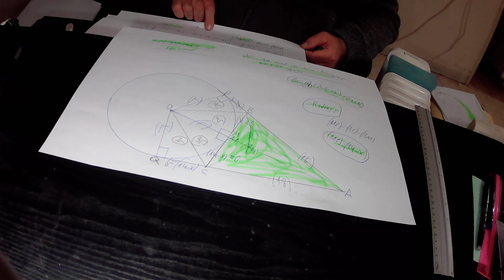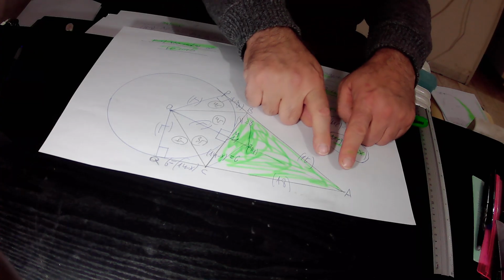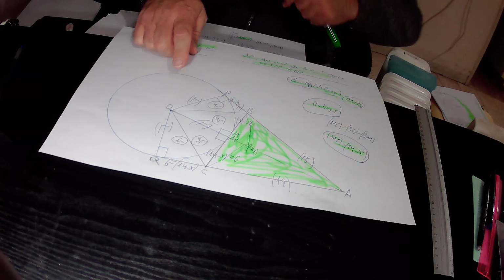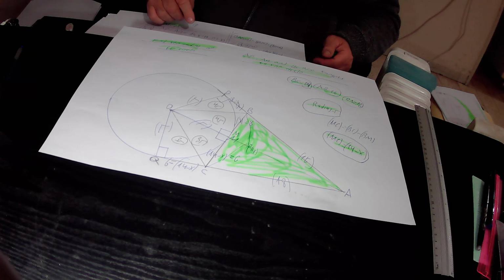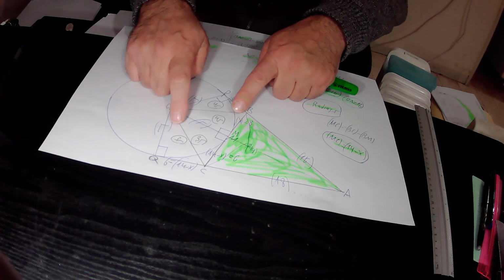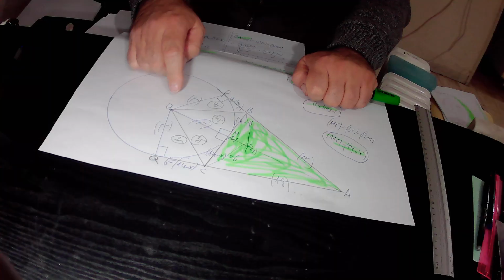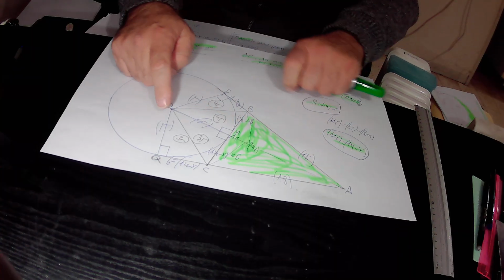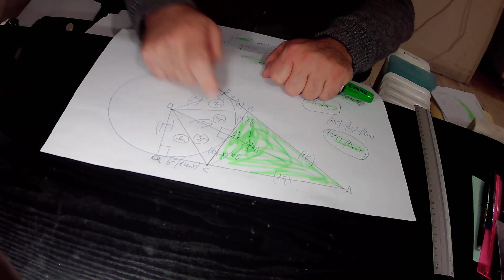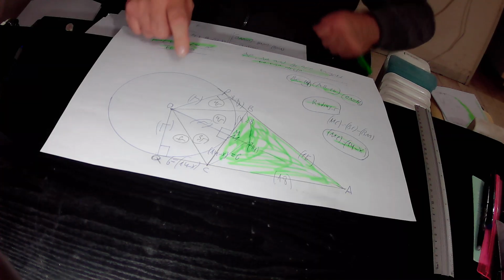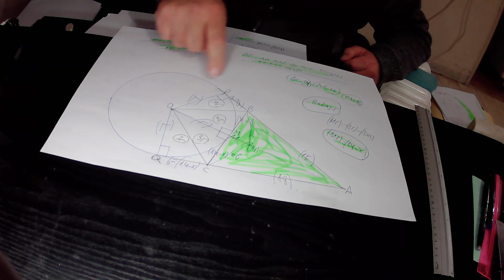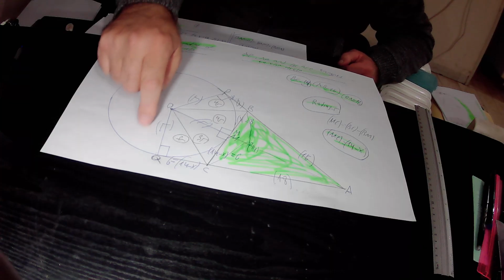So in the next step, we join points A and O together by a straight line. By joining points A and O, we get those two right triangles. This is the upper right triangle OPA, and this is the lower right triangle OQA.